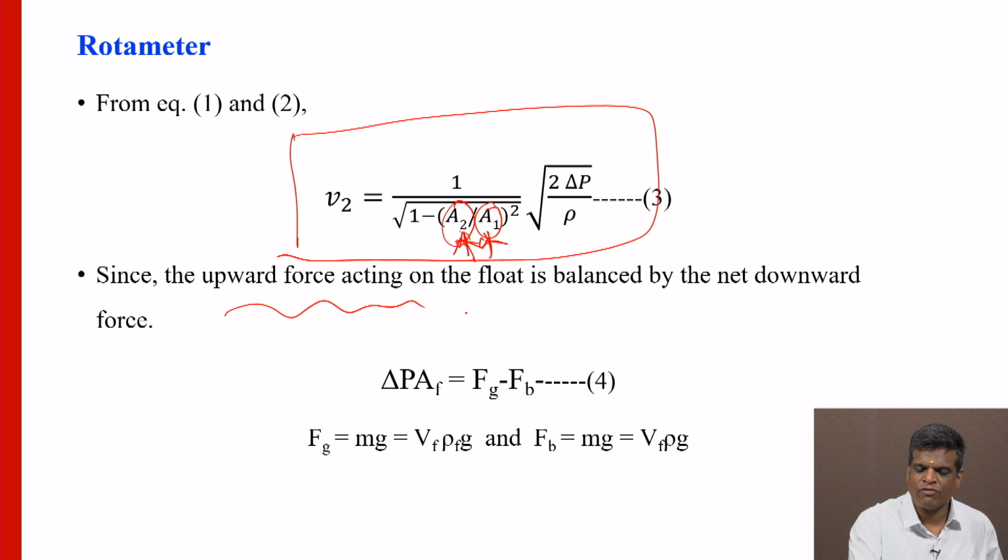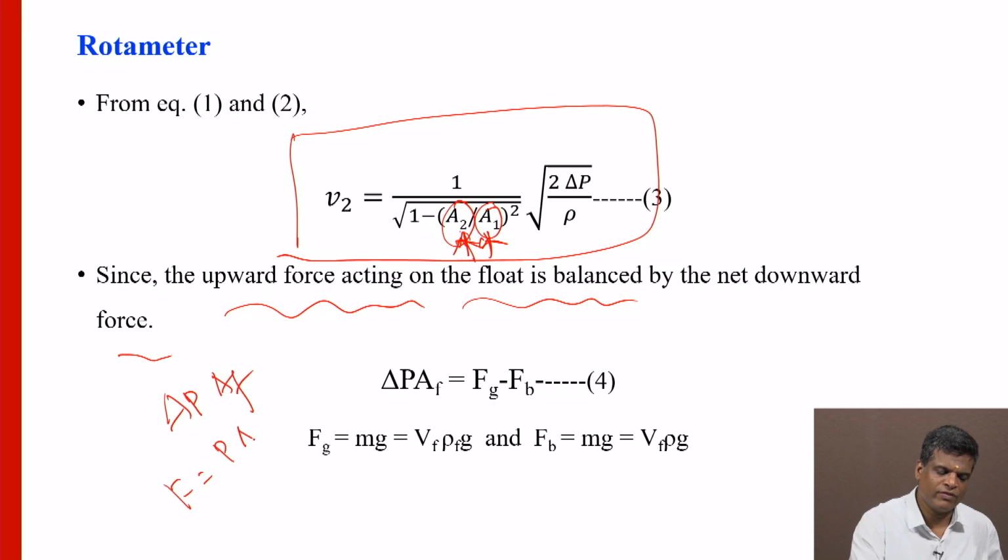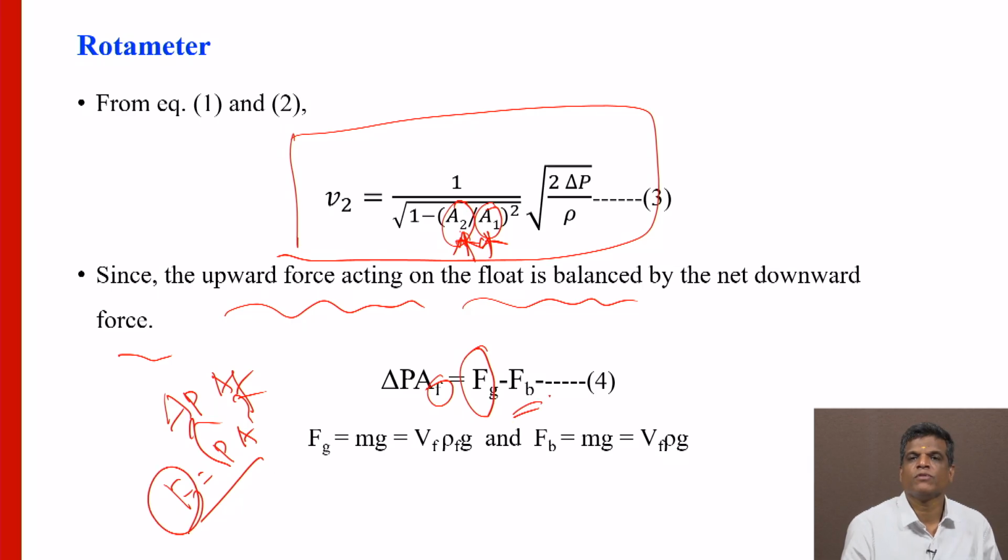Since the upward force acting on the float balances the net downward force, we can write delta P AF. Normally force you can write as P into A, we already know that. So there is a pressure drop and then this is the area of the float here, and it equals FG plus FB. FG we can write as mg, then replace the m in terms of Vf rho f, and in the same way for FB, that is Vf rho of the fluid.